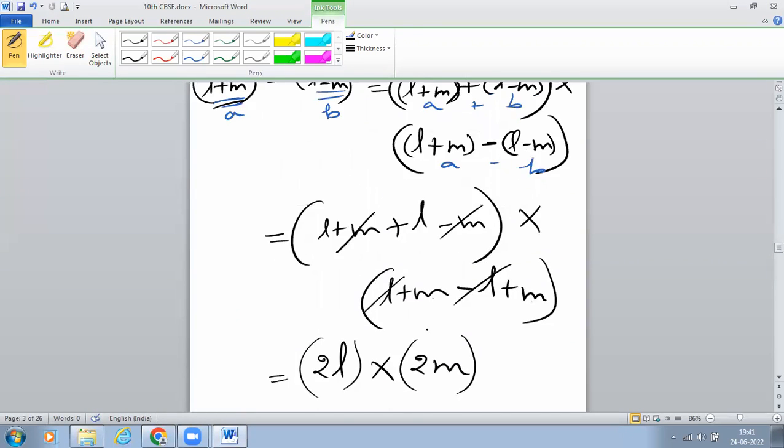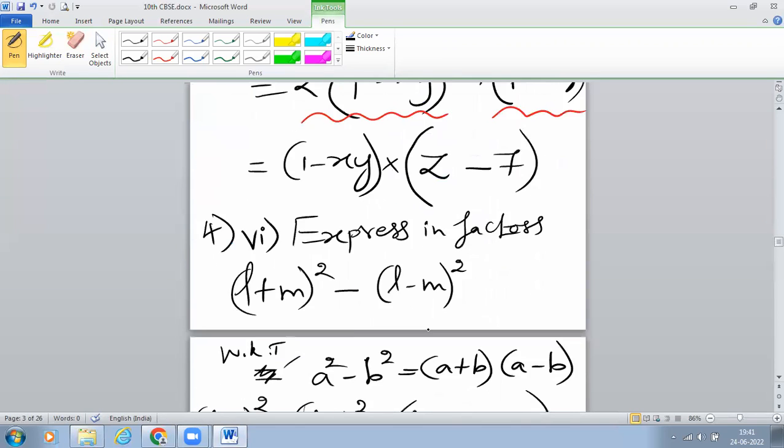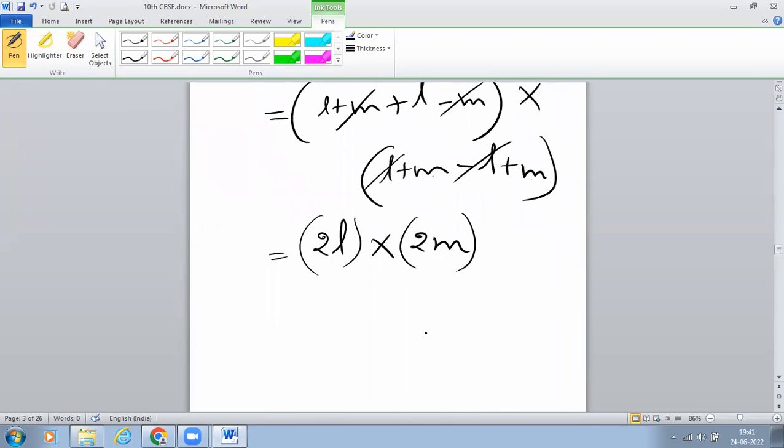This is the answer, ma, because they are asking us to express in factors. We can write one more step: 2 into 2 is 4, and L into M we can simply write as LM. So this is the answer for this given question.